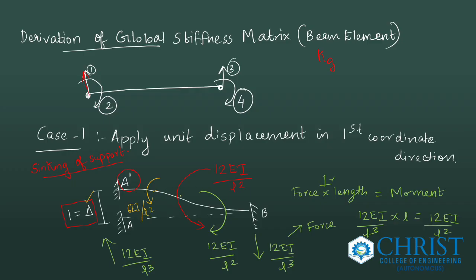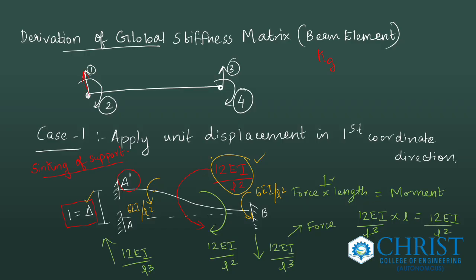Again, one more 6 EI by L square is produced at the joint B in the same direction as that produced at A. So adding these two moment values, I will get 12 EI by L square as a resultant moment acting in anti-clockwise direction, which is shown here. So this is the total moment acting on the beam in order to overcome the sinking of support. That is, 12 EI by L square is the moment. So this moment is induced in the structure, right?